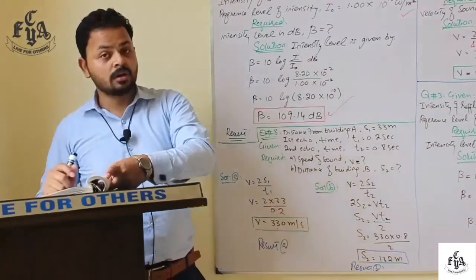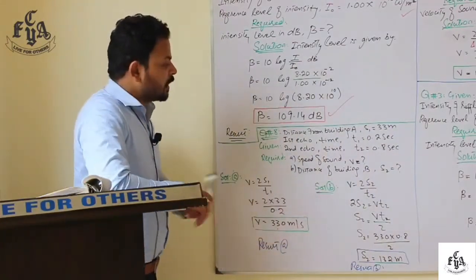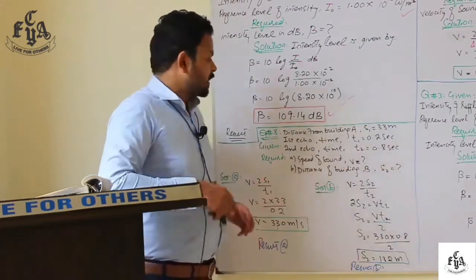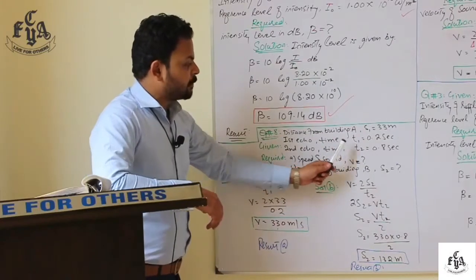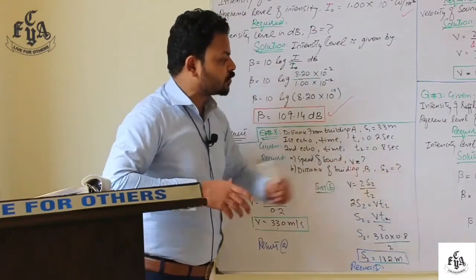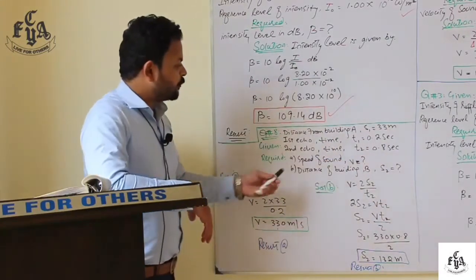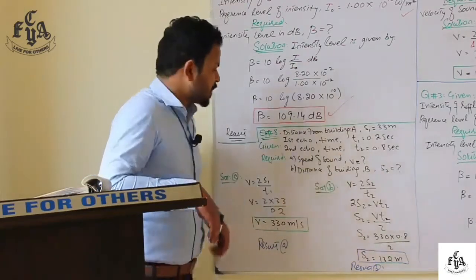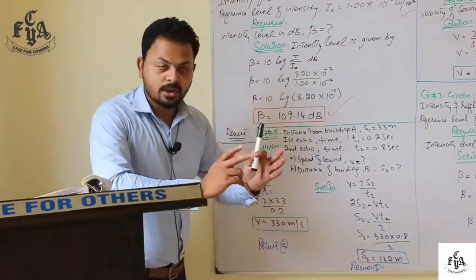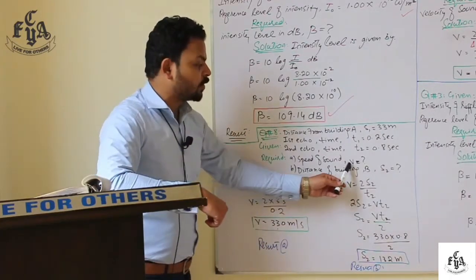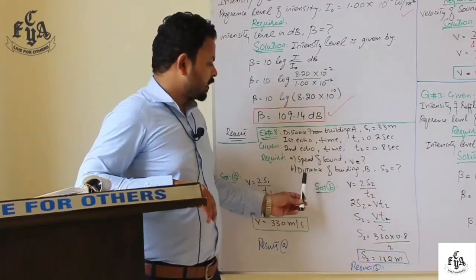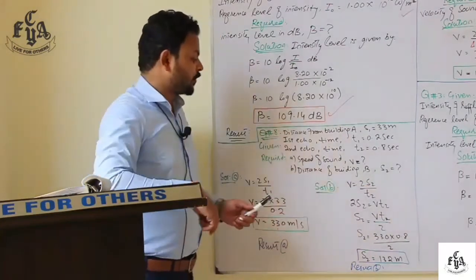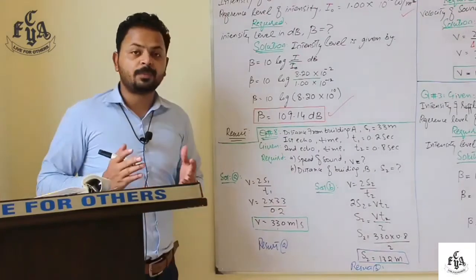Now let's solve this question. What does it say? Distance of building A, S1 is 33 meters. First echo time is T1, 0.2 seconds. Okay, time for second echo T2 is equal to 0.8 seconds. And what is required? Two things we need to find. Number 1, speed of sound V value. Number 2, distance of building B, meaning S2, we need to find.